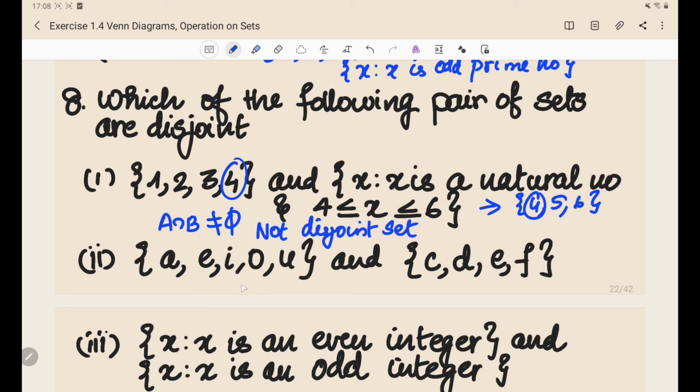So the next problem, A, E, I, O, U and C, D, E, F. Can you find any common elements in it? Again, I can see the element E on both the sides. So they have some common elements and it is not a disjoint set.